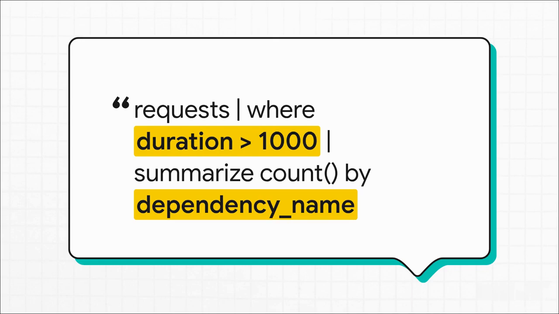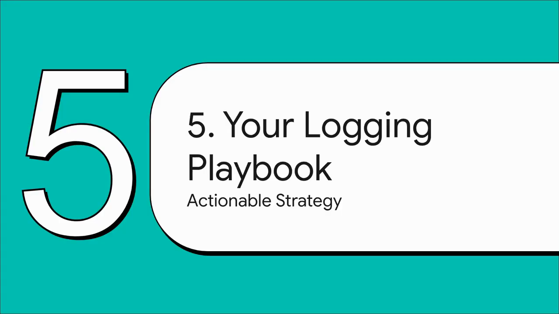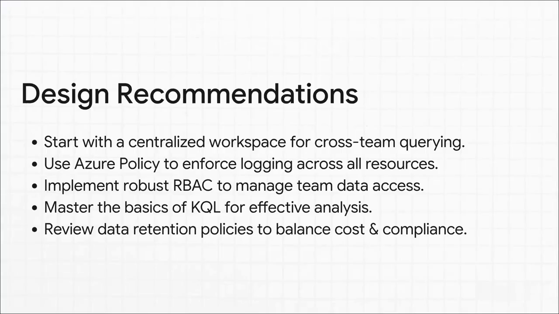And the result? Bam. One specific downstream dependency is consistently slow. Case closed. You see how that whole detective story was only possible because of that well-designed architecture? It just wouldn't have worked otherwise. So let's boil all this down into a concrete playbook you can actually use to build your own resilient logging strategy. Okay, here's your playbook.